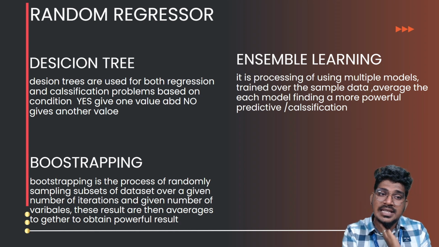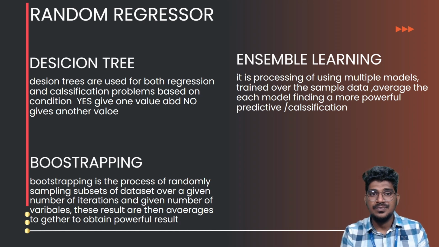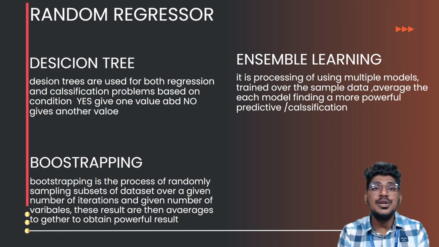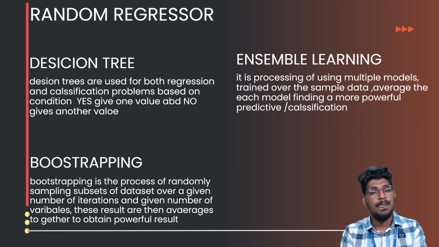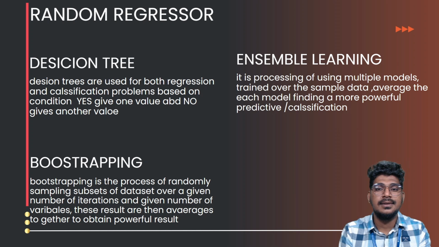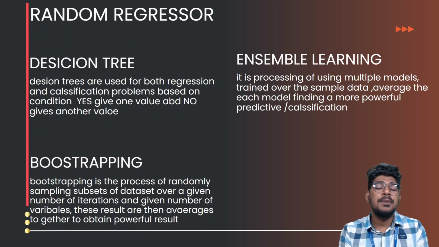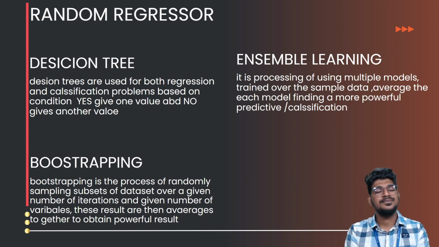But here we are going to use the random forest regressor algorithm. Here the decision tree regression will help give a value based on the condition yes or no. What is ensemble learning here? It is the process of using multiple models to train over the sample data. That is ensemble learning. That's why we are going to call that particular algorithm from the ensemble module. The ensemble module will give this random forest regression function.